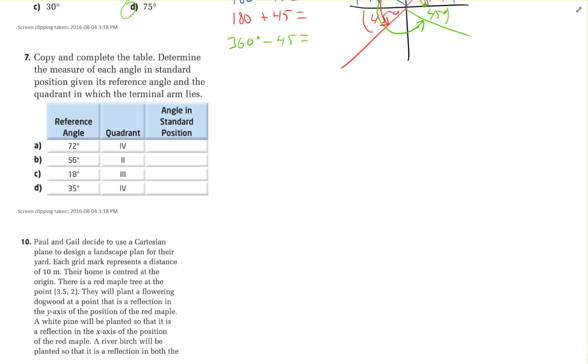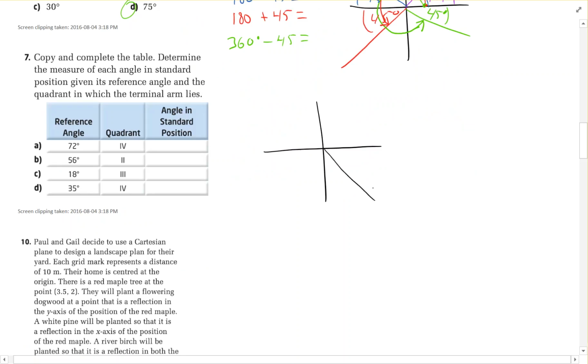Okay, so number 7 is going to be similar to the one we just did above too. So let's do the first one here. So in quadrant 4, so that's down here, it's saying that the reference angle is 72 degrees. What's the angle in standard position? So it wants to know what is the angle from here to there, all the way around. So again, to do that, I would just go 360 degrees minus 72 degrees.